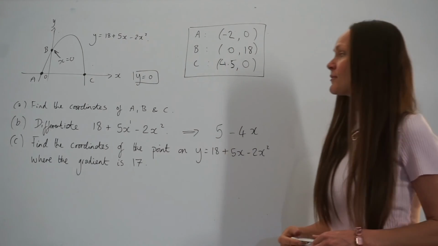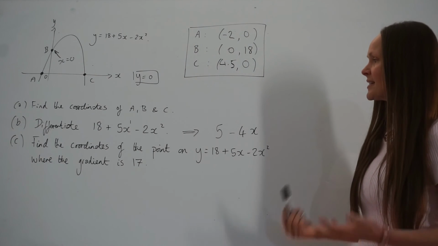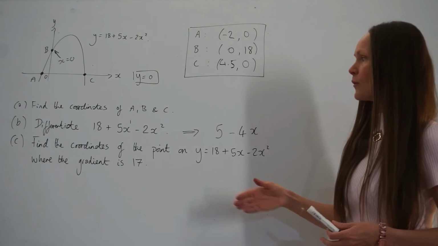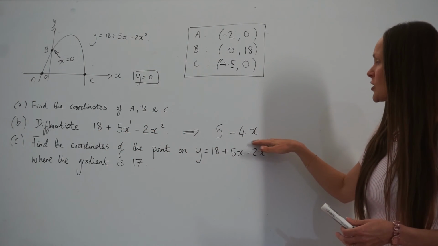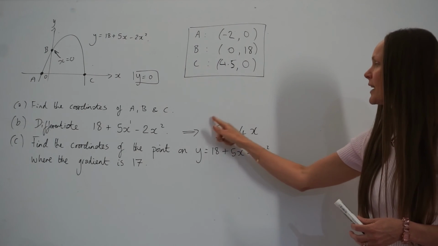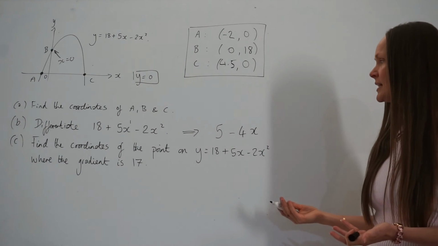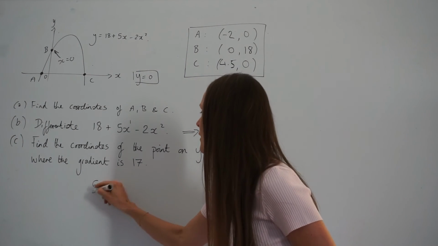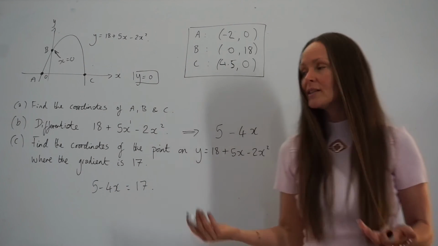Now in part C, we have to find the coordinates of the point on the curve where the gradient is 17. Now remember, when you differentiate the equation of the curve, remember this is what we did in part B, you're finding an expression for the gradient of the curve at any point. Okay, so this is the gradient of the curve. In part C, they tell us the gradient is 17. So what you can do is put your expression for the gradient, so 5 minus 4x, equal to positive 17, as we know this is true.